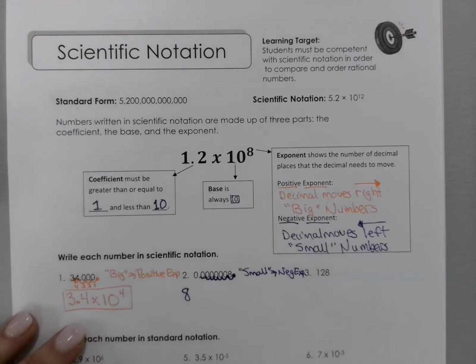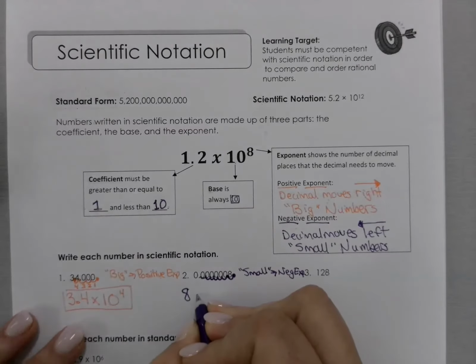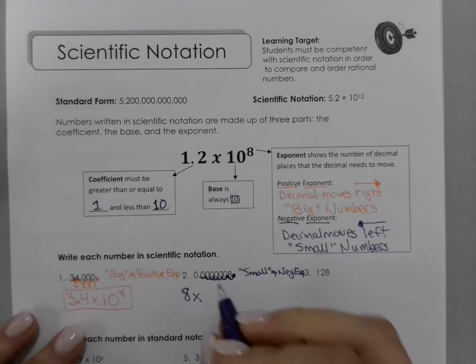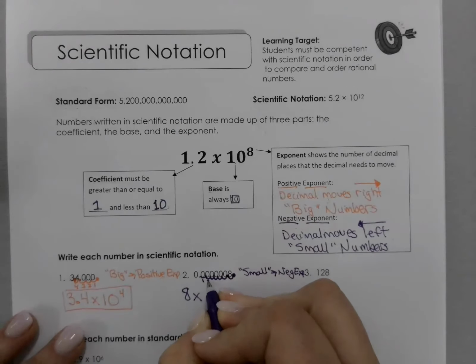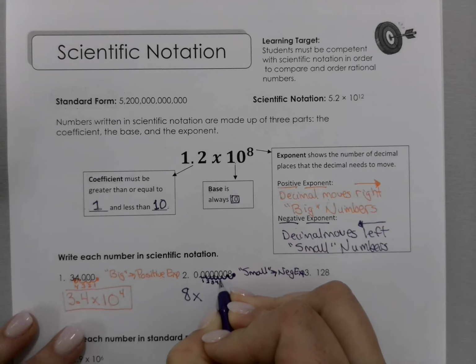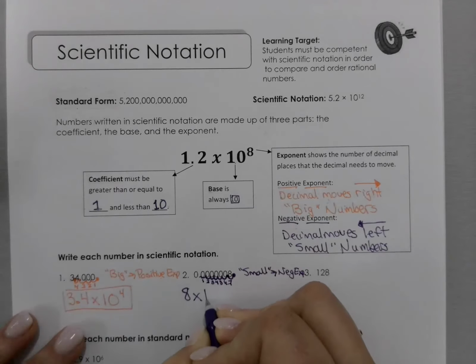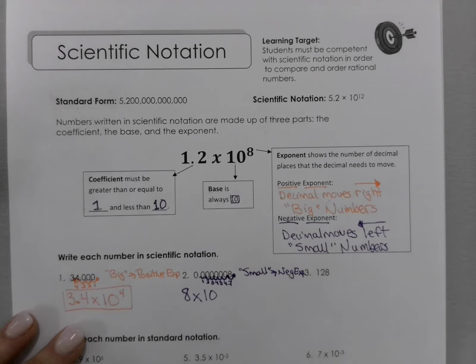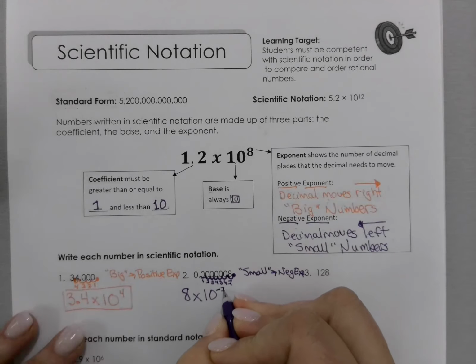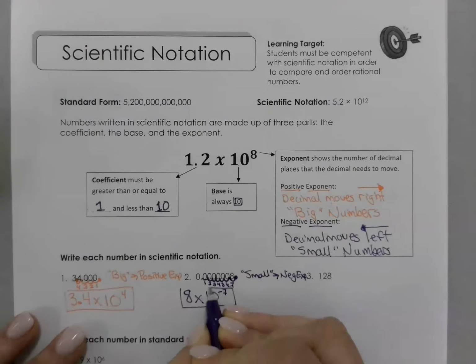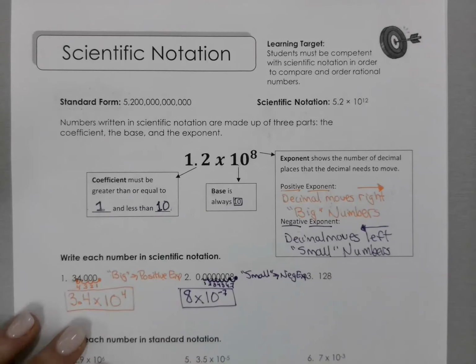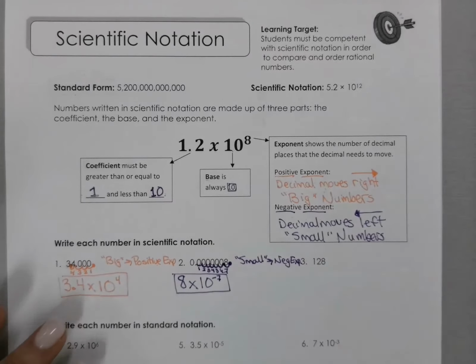8 is between 1 and 10. I've moved that number enough. That is 8 times, let's see how many spaces: 1, 2, 3, 4, 5, 6, 7. And remember, it's a small number, so I'm going to make it -7. So my number is 8.7 times 10 to the -7.